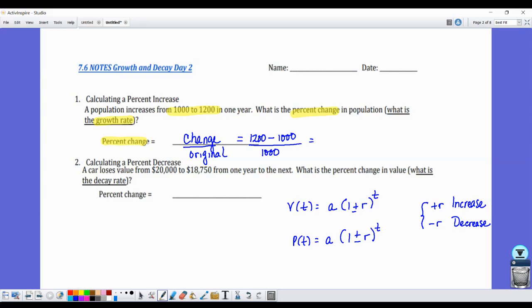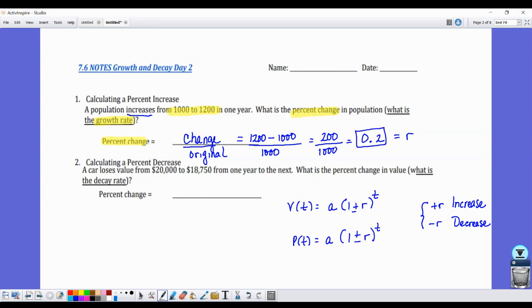And let's see, 1,200 minus 1,000 gives me a change. We saw a change of 200 people, and we're going to divide that by the original 1,000. That gives us 0.2. And that is our growth rate. Now, how do I know that's a growth rate? Because the problem was about increase. We increased from 1,000 to 1,200. And so there's our rate right there, and it's a positive rate.